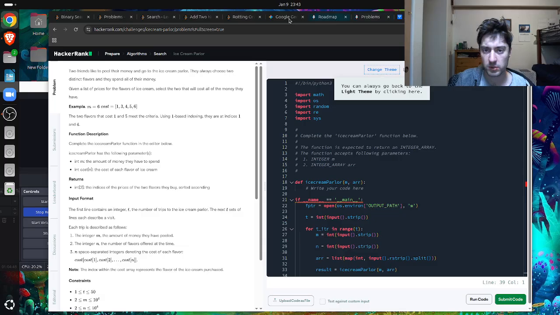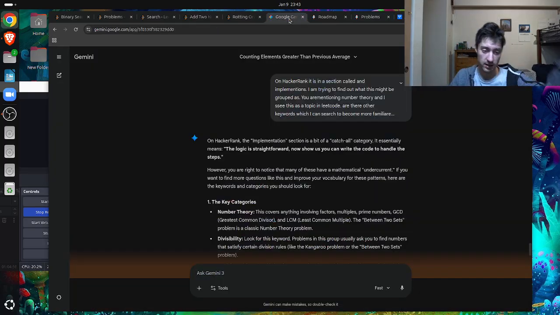Okay, before I get too much into this, I want to come back and read this. Implementation selection is a bit of a catch-all category. It essentially means the logic is straightforward. Now show us you can write the code to handle the steps. However, you are right to notice that many of these have a mathematical undercurrent. If you want to find more questions like this and improve your vocabulary for these patterns, here are some keywords that you should look for.